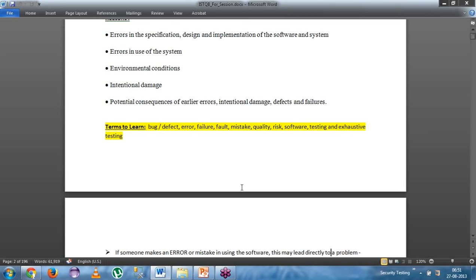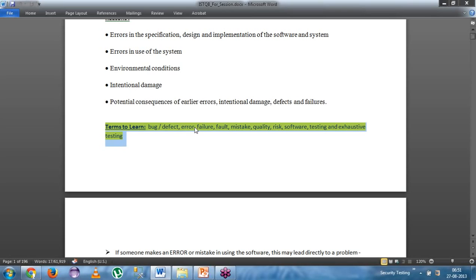So what we will learn in this particular session is what a bug and a defect are, what we mean by error, what we mean by failure, what we mean by fault, mistake, what is quality, risk, and software testing, and also what is exhaustive testing. So you can see this clearly. We will put it in place so that it is very easy to digest the context, which will help you answer the questions asked in the ISTQB exam.